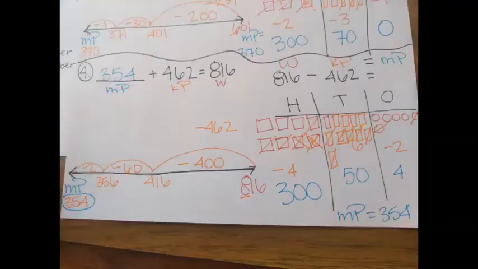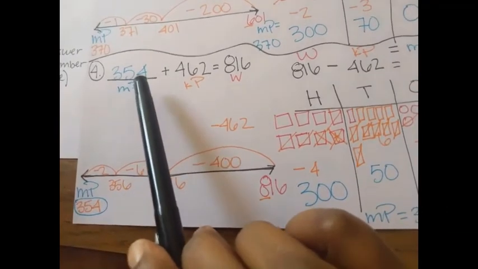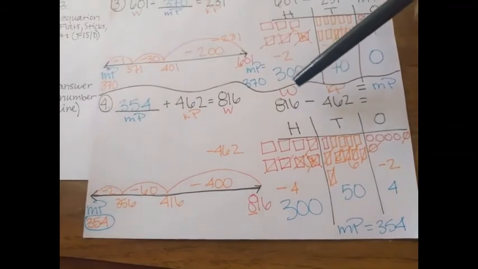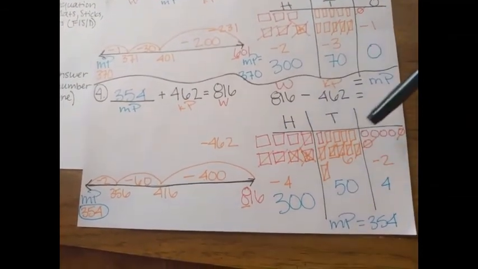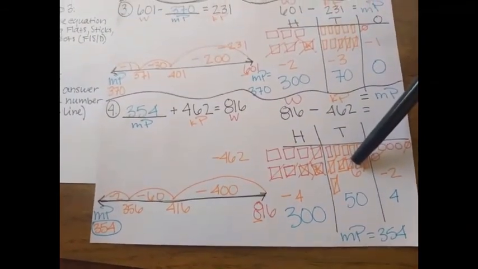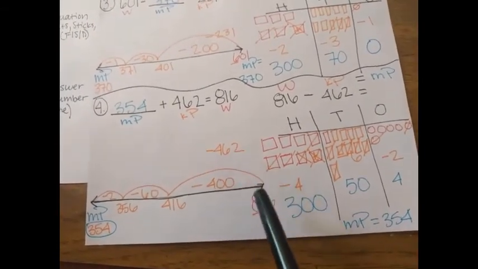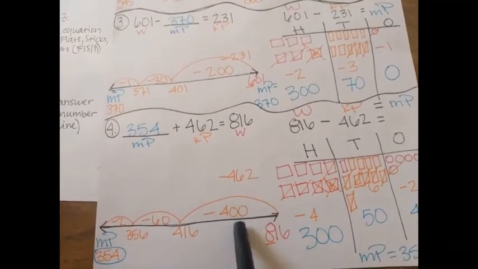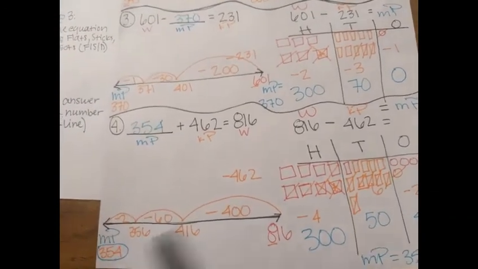Pause the video here. The correct answer for number 4 would have come out to be 354. And if you did not get this answer, make sure you do have the correct missing part equation represented in your flat sticks and dots chart. Make sure that you have properly regrouped in your flat sticks and dots chart. And on your number line, make sure that you have your whole number on the right side because it's the biggest, your known part as the things that you are subtracting from your whole number to find your missing part.